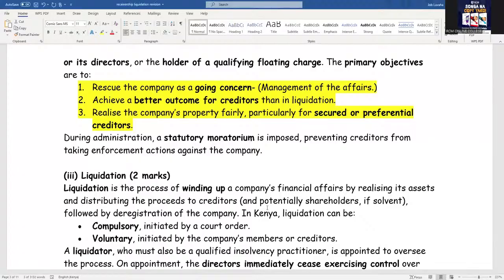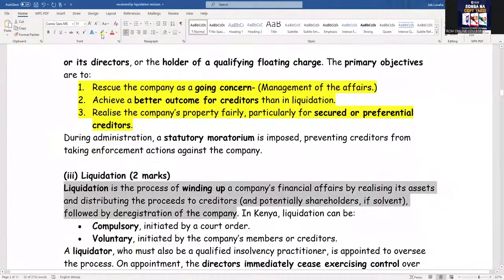So it is the process of winding up a company's financial affairs by realizing its assets and distributing the proceeds to creditors. And if there are any residues, they can be shared amongst shareholders. Then after that, the company is deregistered from the register at the registrar's office. So after the liquidation process, the life of the company would have come to an end. That's what we mean by liquidation.